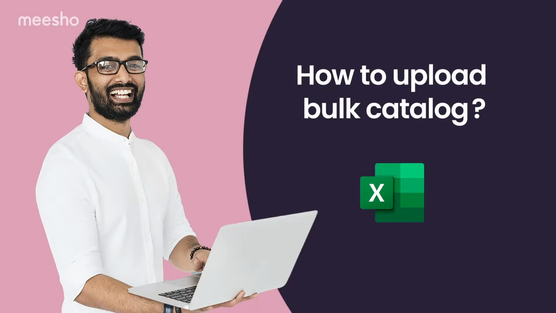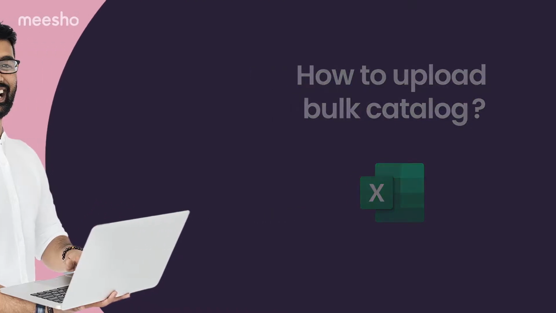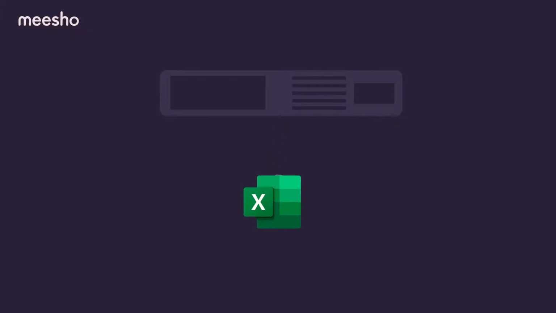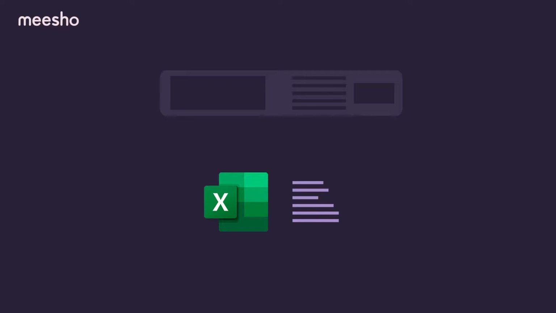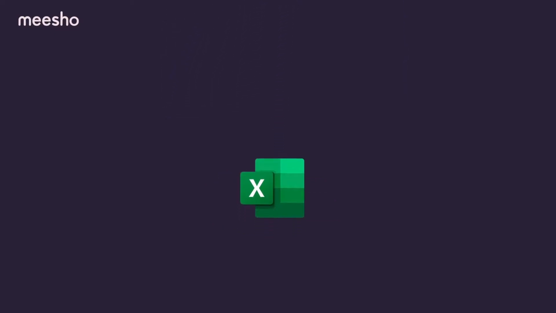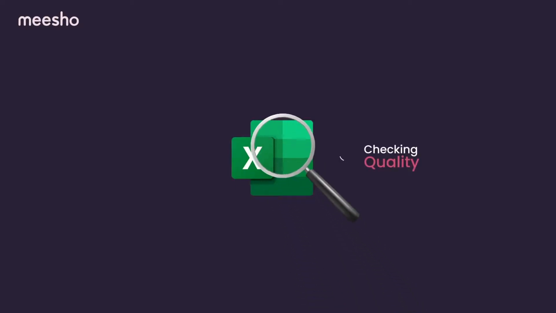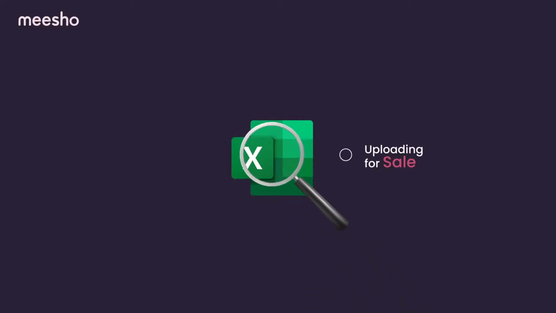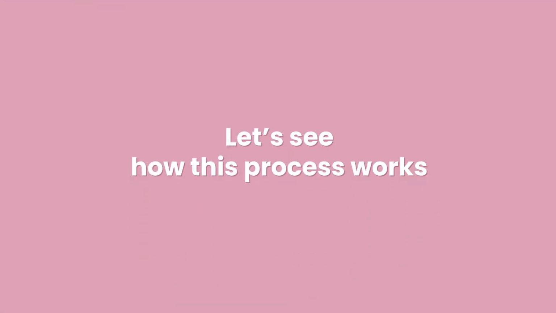In this video, we will explain the simple and easy process of uploading multiple catalogs using the bulk upload feature of the supplier panel. You have to simply download the catalog template from the admin panel, fill the template with your product details, and then upload it back to our platform. That's it. Your catalog will then be checked for quality and uploaded for the buyers on Meesho to purchase. Let's see how this process works.